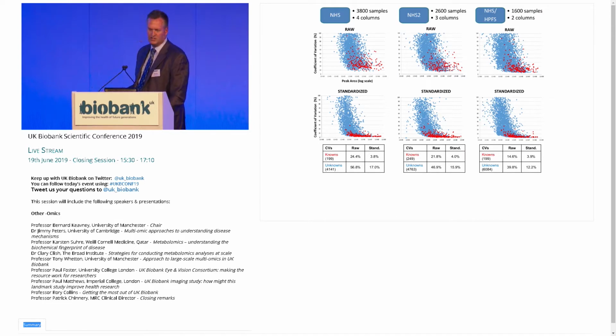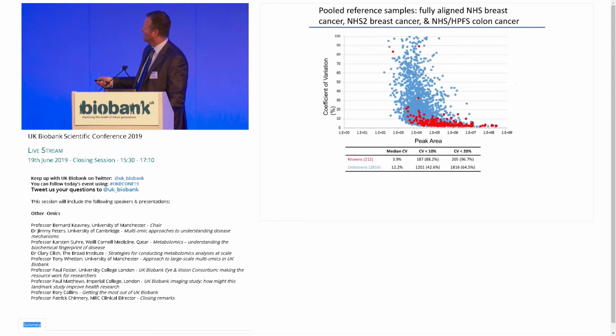And the unknowns, which in any non-targeted metabolomics method include both real metabolites and real biological molecules, but also contaminants from your plastics and solvents and whatnot, the CVs were much higher: 56% median before we standardized the data, and after standardization, about 17%. So we were able to do that across each of these 3 sub-studies and then combine the data. And after combining data from about 8,000 samples, the median CV of 212 knowns was 3.9%.